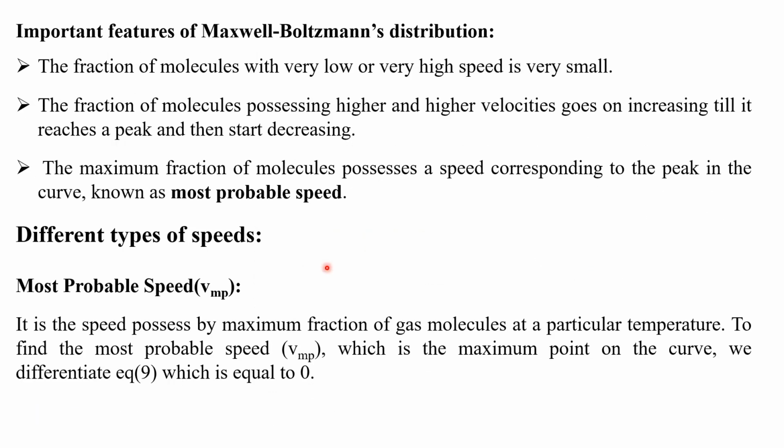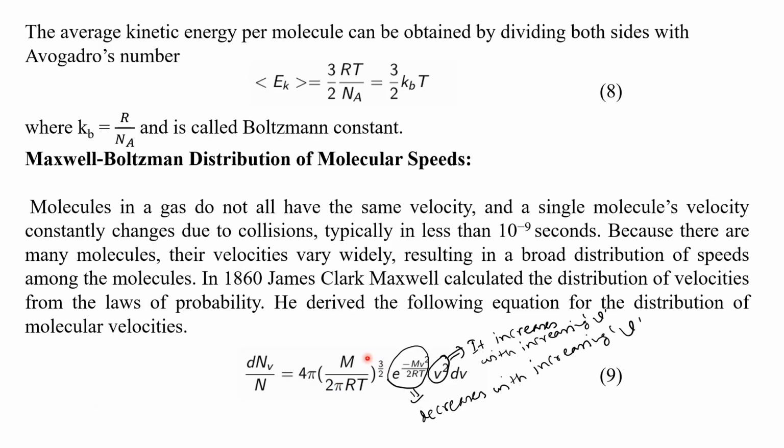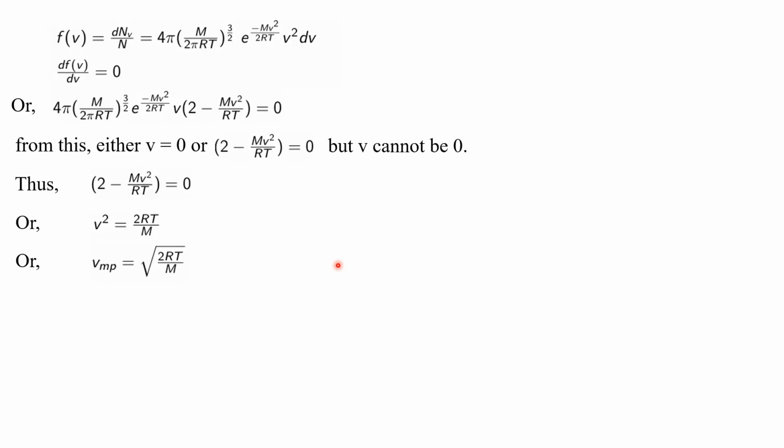Now we discuss different types of speed. First we discuss the most probable speed, or VMP. It is the speed possessed by the maximum fraction of gas molecules at a particular temperature. To find the most probable speed VMP, which is the maximum point on the curve, we differentiate equation 9 and make it equal to 0, because dN by N is very high here, the maximum.